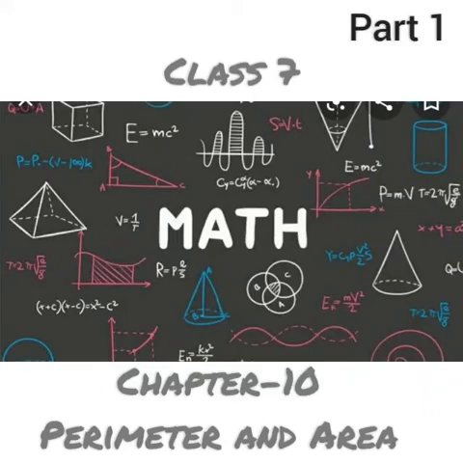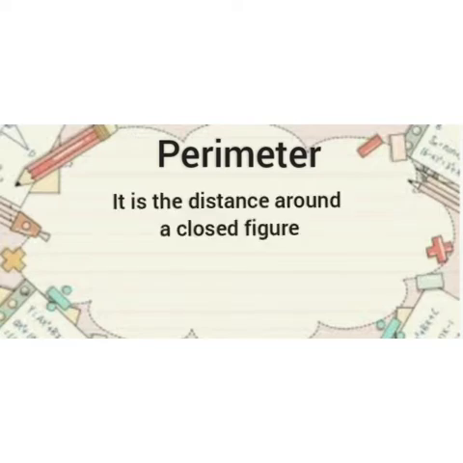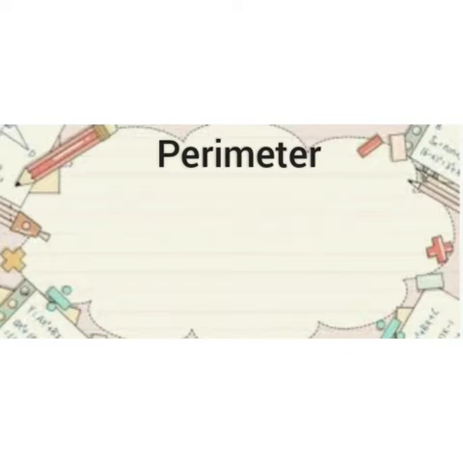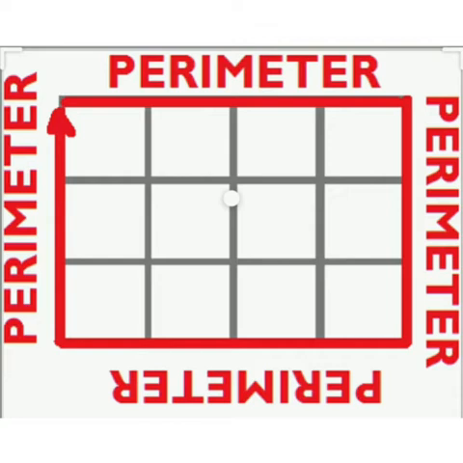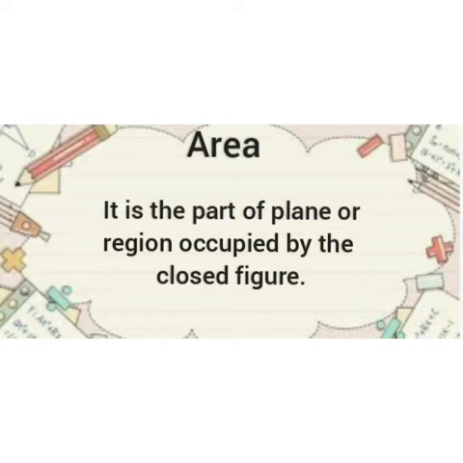We are doing chapter number 10, perimeter and area. It's part 1. We are going to understand perimeter. It is the distance around a closed figure. As you can see in the diagram, the red line shows the perimeter. Now, what is area? It is a part of a plane or a region occupied by a closed figure.